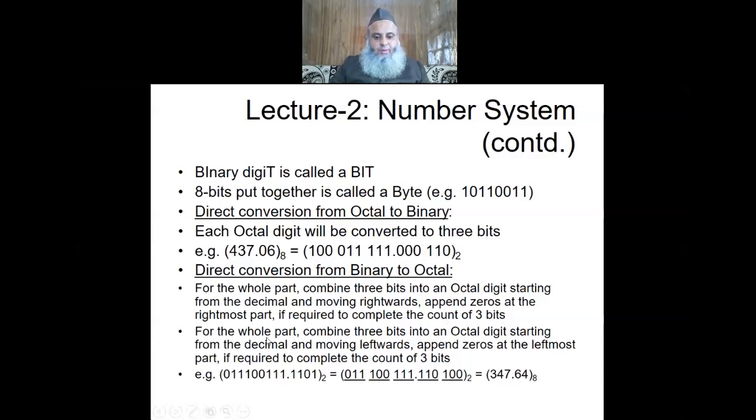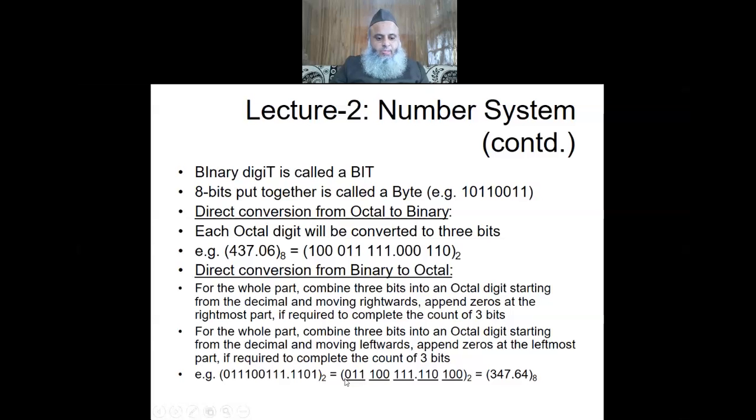And for the fraction part, combining 3 bits into an octal digit, starting from the decimal and moving rightwards. Append zeros at the rightmost part if required to complete the count of 3 bits. There is some problem with these statements, but let me give you the example.